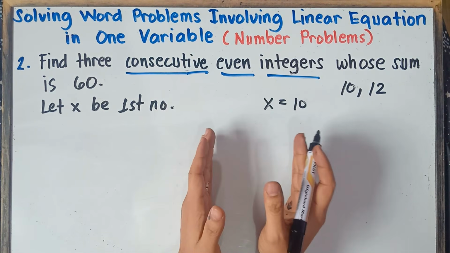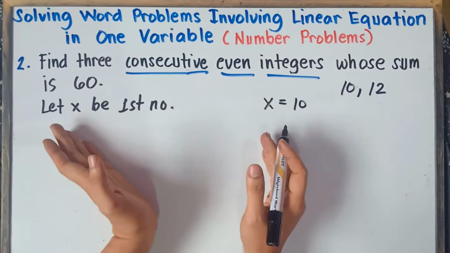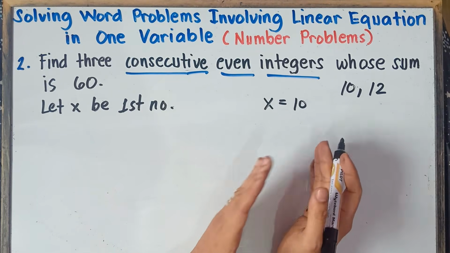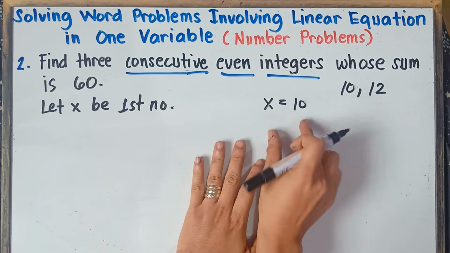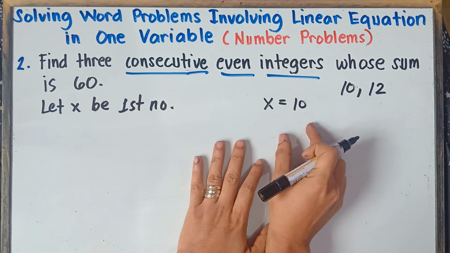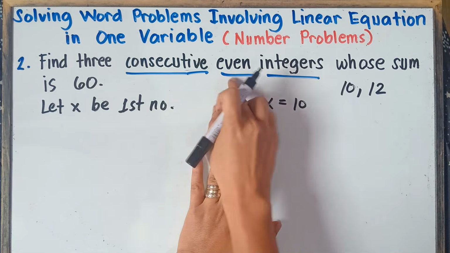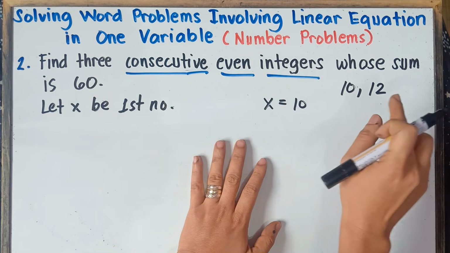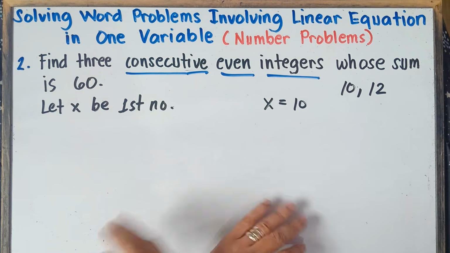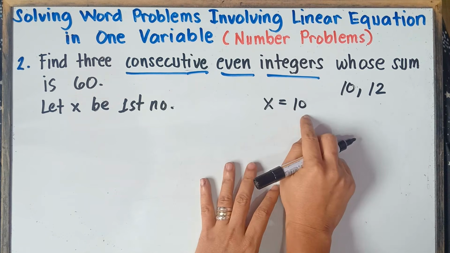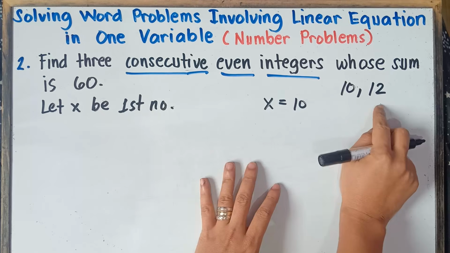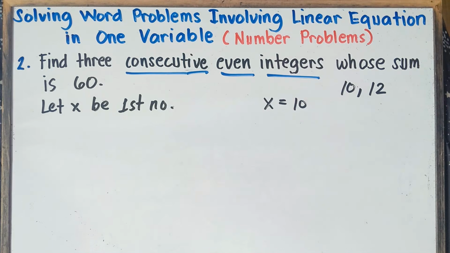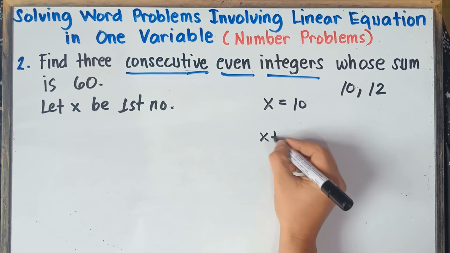If our first number is x, and we assume any number for x, that would be 10. What would be the next number after 10? It should be 12. It must be an even number, class. Consecutive even number. It must be 12. Now, question, class, how will you get 12? If your x is 10, how will you get 12? That's correct. You should add 2, right? Therefore, our second expression, our second integer, should be x plus 2.